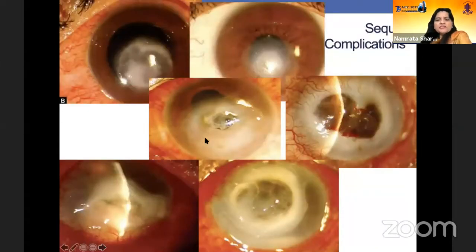Apart from this, if the ulcer really doesn't respond, then there can be complications like perforation here, like corneoscleral scar here. This is going into impending perforation. Then you can even have anterior staphyloma. So this is something which we should try to prevent.